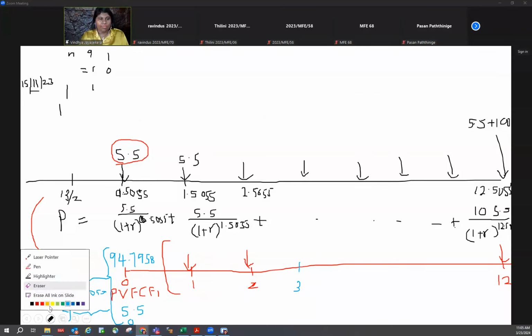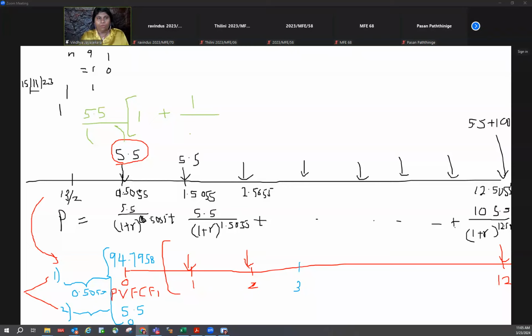To something like, I take out 5.5 into 1 plus r to the power 0.5055, right? And what am I left with? This part becomes 1. This part becomes 1 divided by 1 plus r to the power 1. This part becomes 1 divided by 1 plus r to the power 2, because I've taken out 0.5055 here.